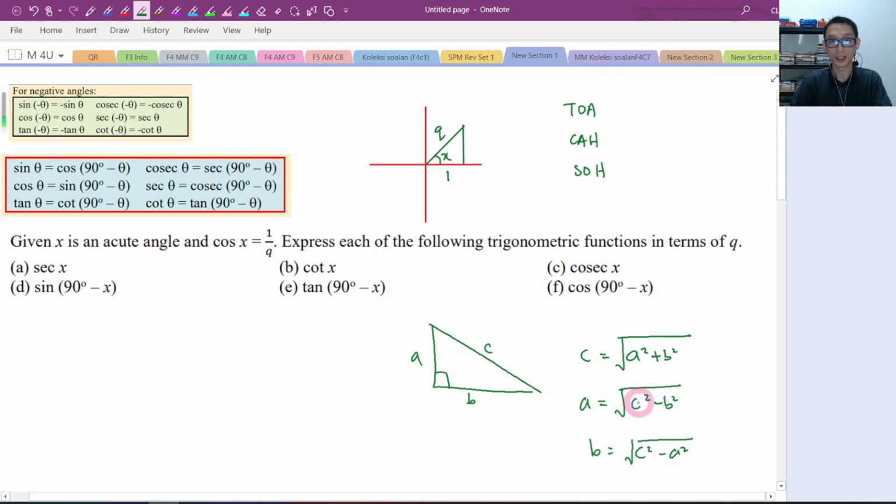So now we can apply these rules in this situation. So this side is the shorter side, right? So I'm going to use minus: q squared minus 1 squared. 1 squared is equal to 1. You don't have to write it, it's okay. Square root of it. So this is equal to the square root of q squared minus 1.